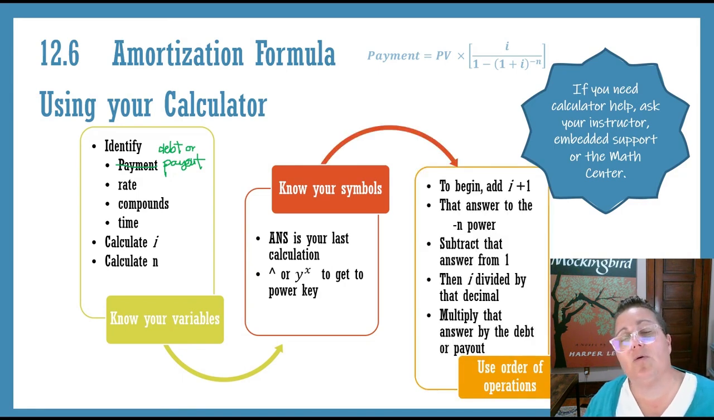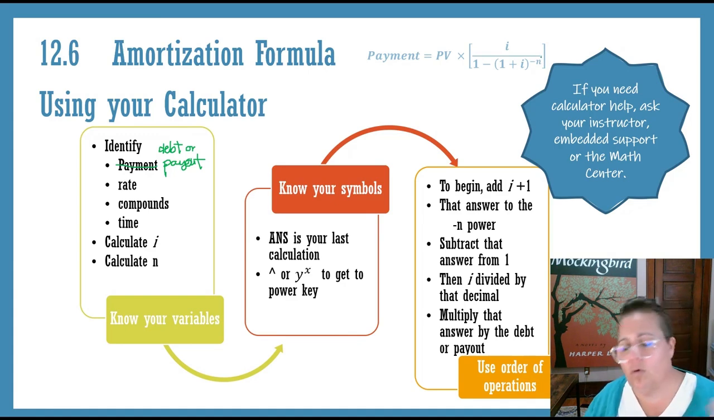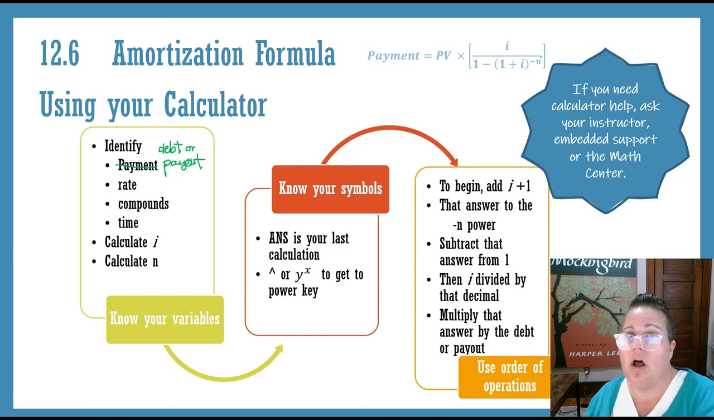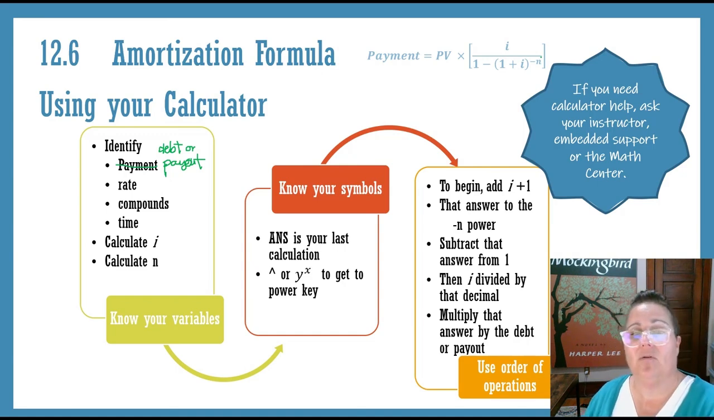We will be using the order of operations as I go through the examples of this. In the order of operations, you will start with the furthest in parentheses, the 1 plus I first. You will find that answer and raise it to the negative n power. You will need to find a way to record that number, either in your memory of your calculator or write down the digits. Don't skimp, write them all down. Then do 1 minus that long decimal. Again, don't skimp. And write that down.